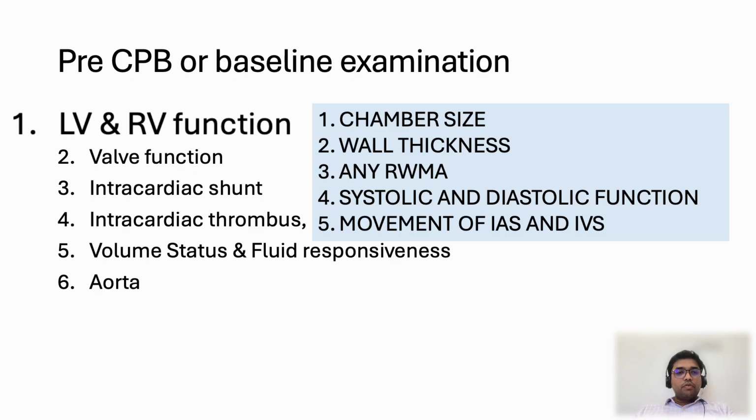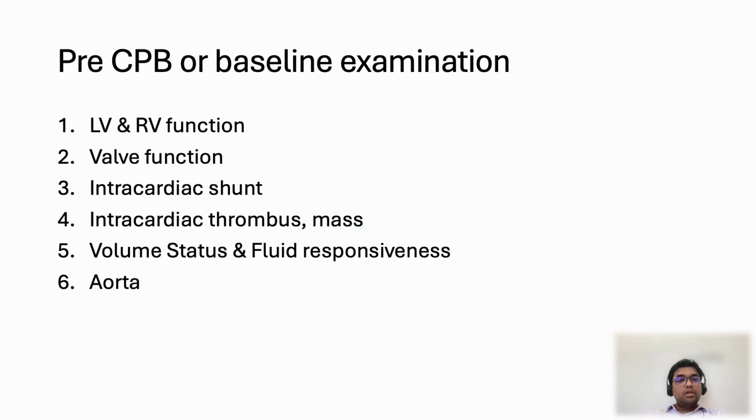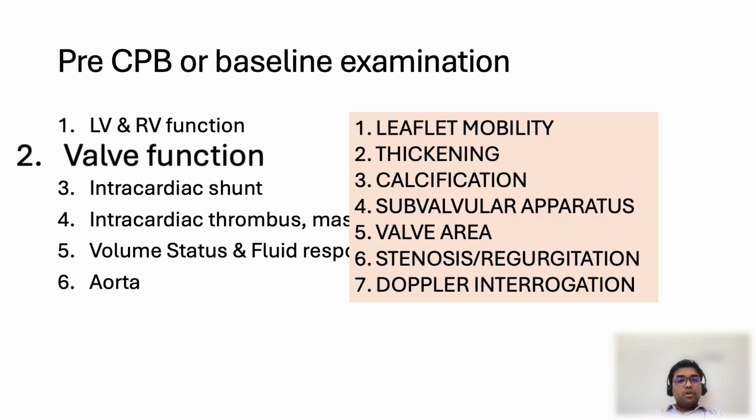In LV and RV function, first you will have to see the chamber size, the wall thickness, any regional wall motion abnormality, gross systolic and diastolic function, and movement of the interatrial septum and interventricular septum. Second, we'll have to look at valve function. How is the leaflet mobility, whether it's thickened, whether it's calcified, how is your valvular apparatus, what is the valve area. By putting on the color Doppler, you can know whether there is any stenosis or regurgitation, and we'll put the Doppler interrogation to know any pressure gradient or PHT in case of any regurgitation.